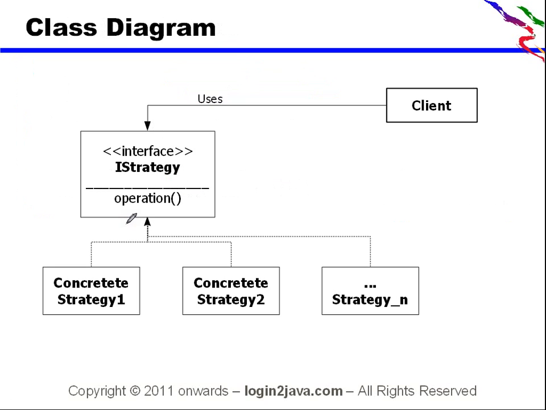The class diagram should be similar to this, where we are having the IStrategy interface and there are some operations, where we are having now concrete implementations as concrete strategy 1, concrete strategy 2 and any number of implementations. The client is using this interface. Through this interface it is using one of these concrete strategies in its code. I think this is easily understandable.